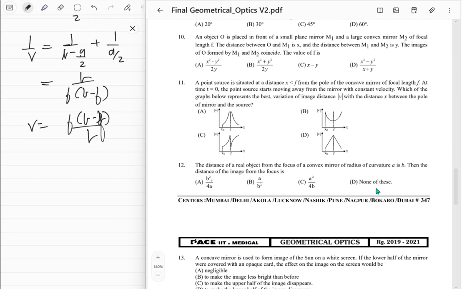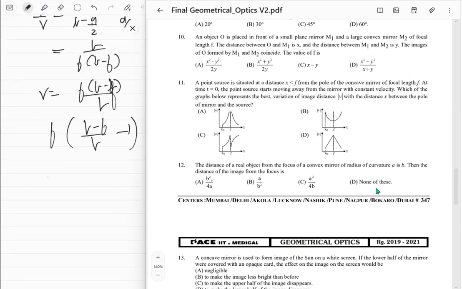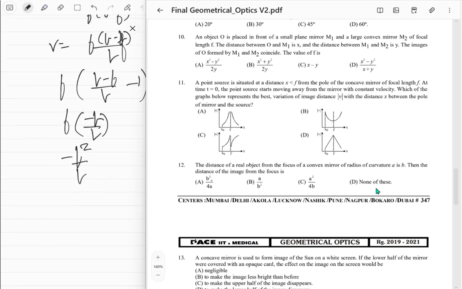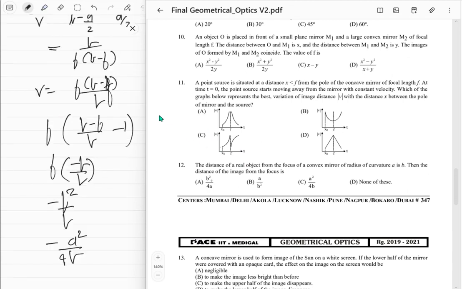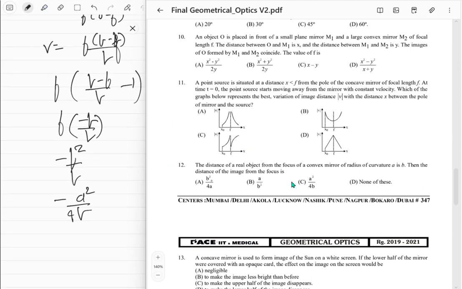So F times B minus F upon B, and that minus F. So this will be F times negative F upon B, which is negative F squared upon B. Now F is A upon 2, so F squared is A squared upon 4, so negative A squared upon 4B. But you just want the actual magnitude, so A squared upon 4B. Wait, is that B or 1 upon B? No, that's actually B, not 1 upon B. So there we go, A squared upon 4B. So 12c.